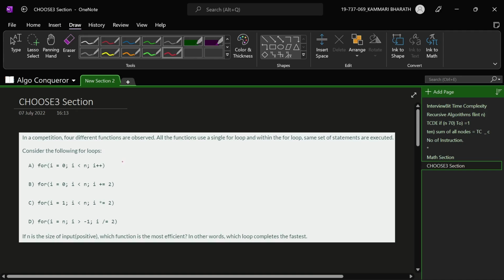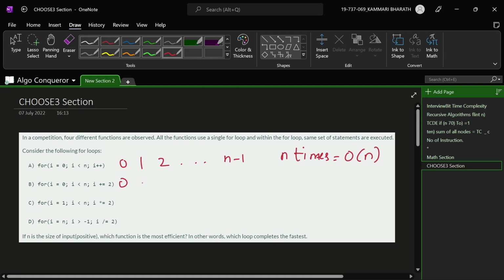The i value is initially 0, then it becomes 1, then it becomes 2, and so on until it becomes n minus 1. So how many times does this loop execute? It is n times. So it is basically order of n. And now let's go to the second loop.